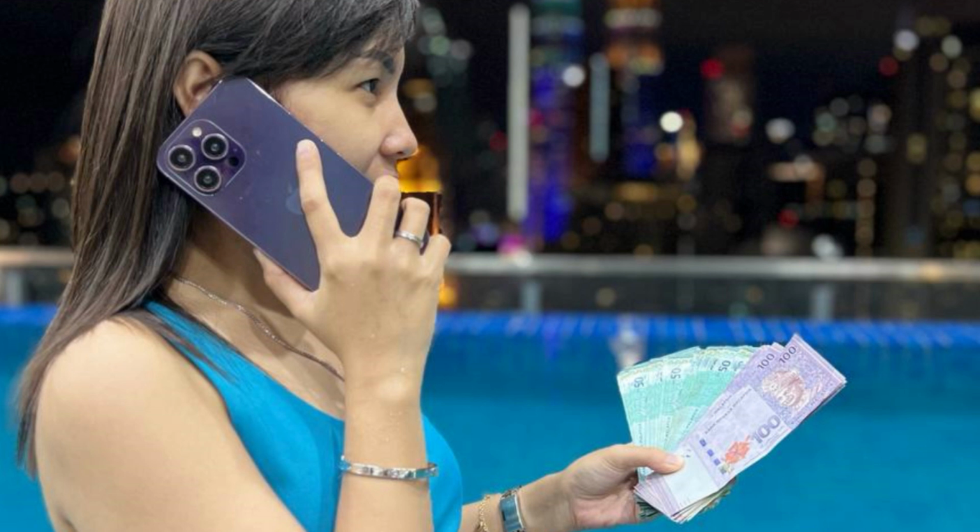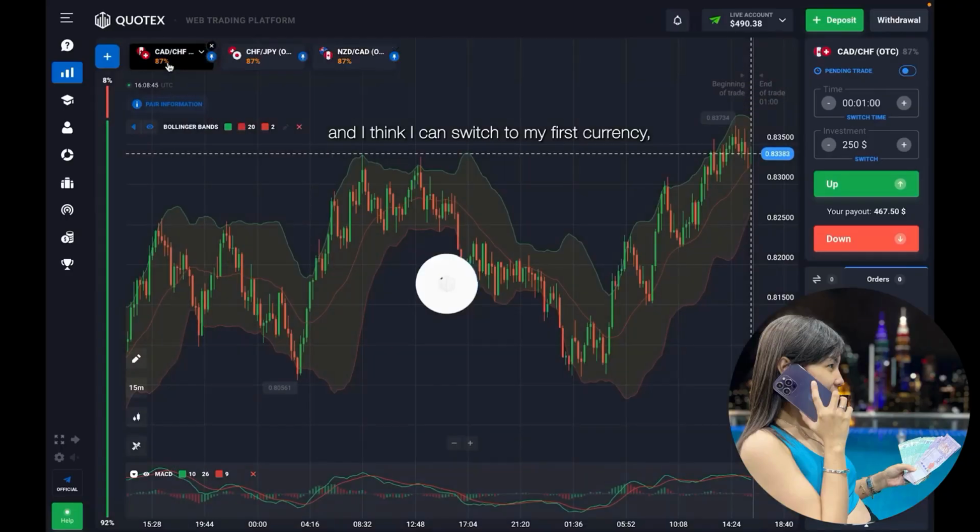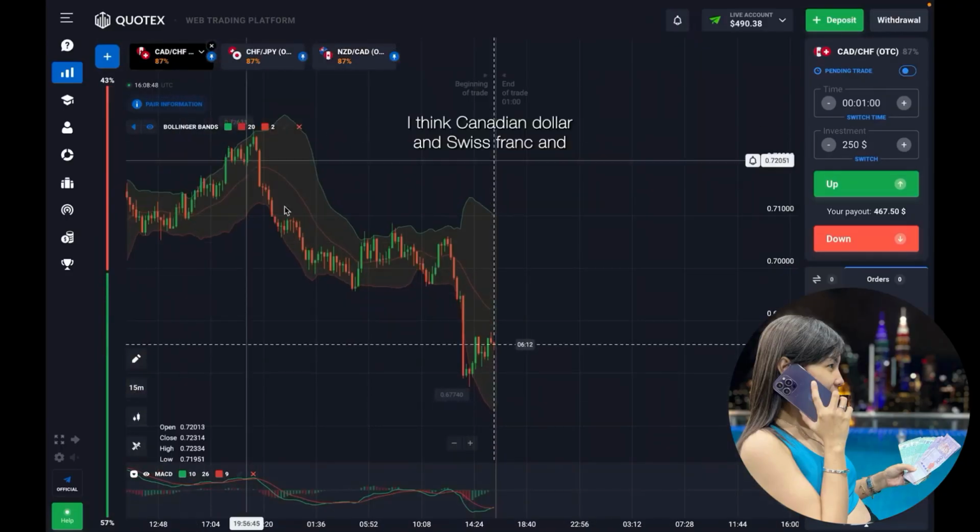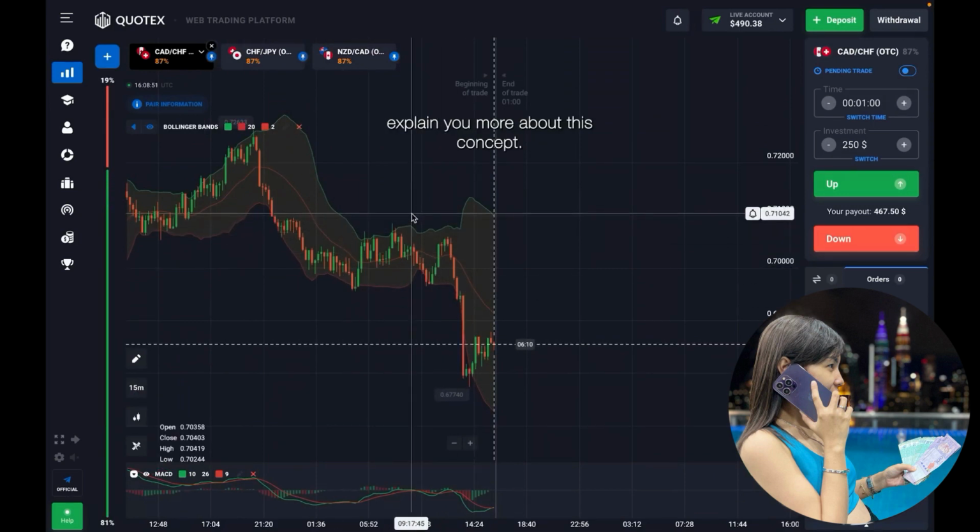And I continue my discussion about smart money theory. So, smart money is not just a forex trading strategy, but an entire philosophy about how the market works. Basically, smart money concept states that the market makers, the banks, hedge funds, and etc. are manipulative entities, and that moreover they are actively making life difficult for retail traders. But speaking about me, my trading approach is based on technical analysis, good old technical analysis. So, and I think I can switch to my first currency. I think Canadian dollar, Swiss franc, and explain to you more about this concept.